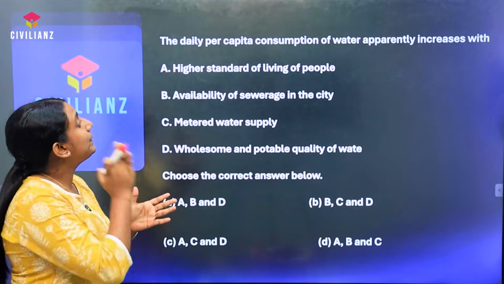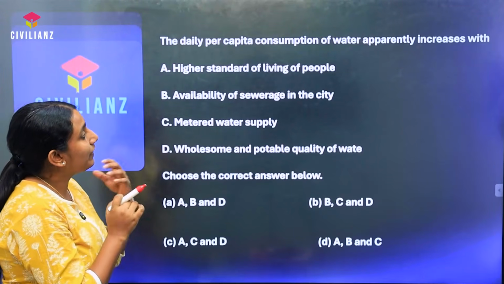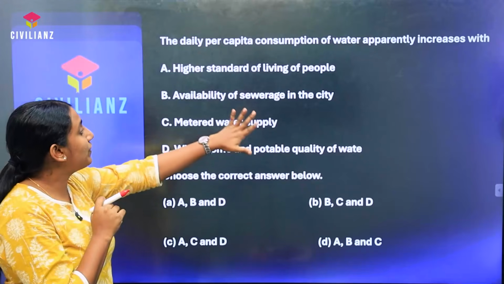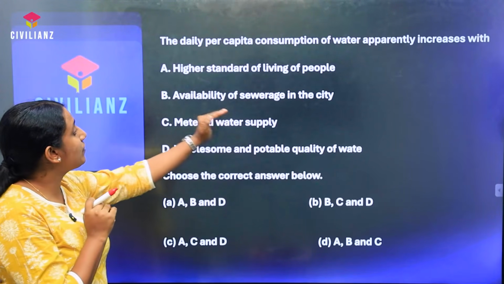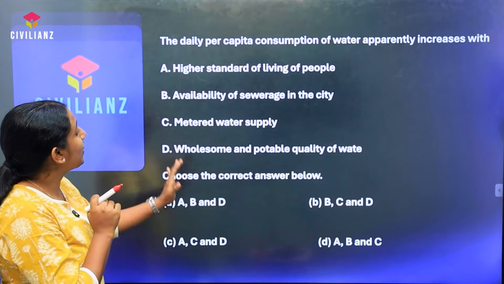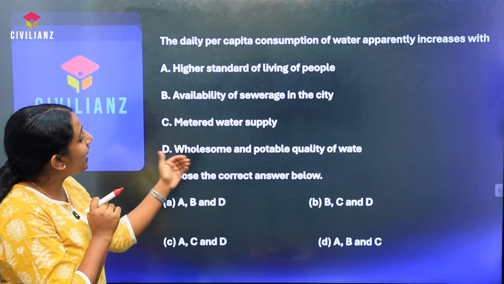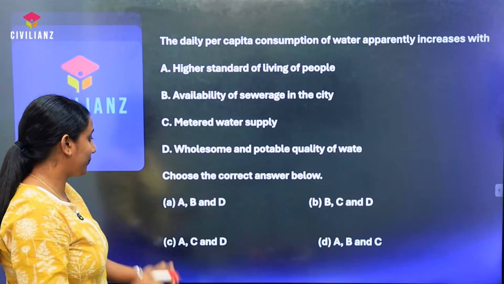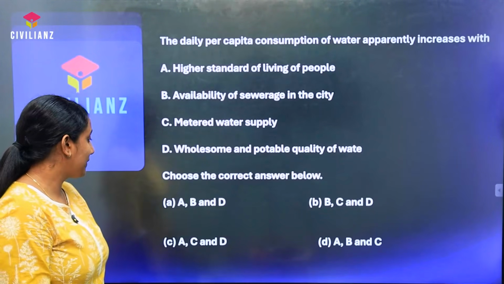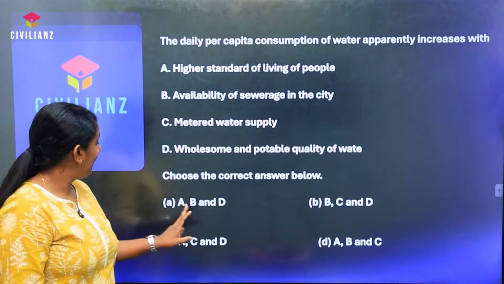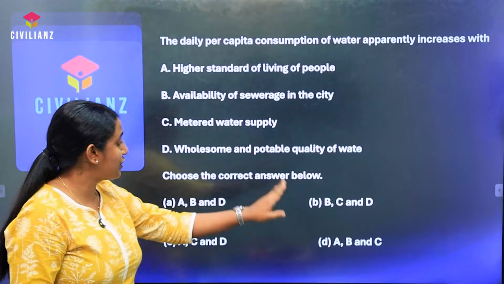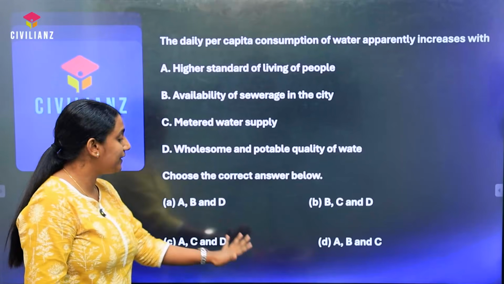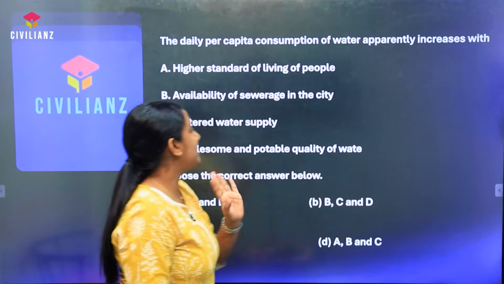The daily per capita consumption of water apparently increases with: higher standard of living of people, availability of sewer in city, metered water supply, and wholesome and potable quality of water. Choose the correct answer below. Option A: A, B and D. Option B: B, C and D. Option C: A, C and D. Option D: A, B and C.